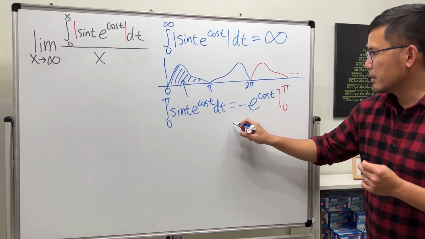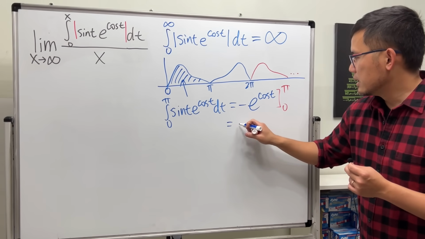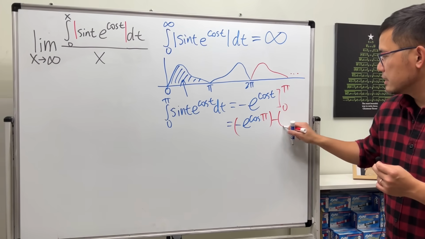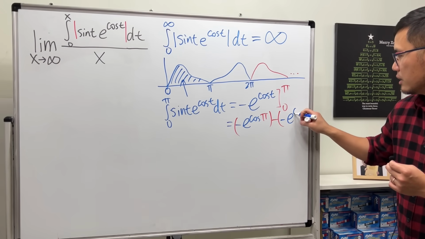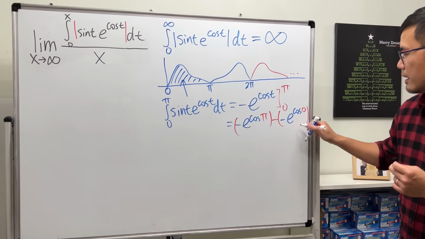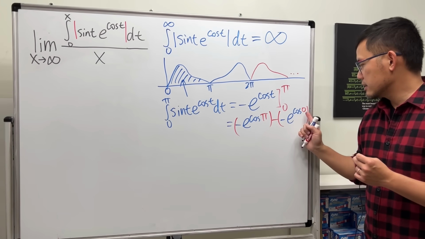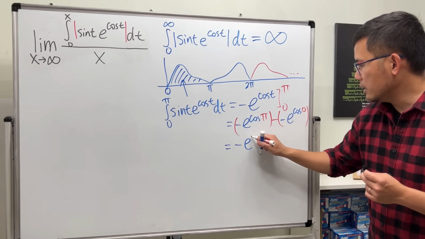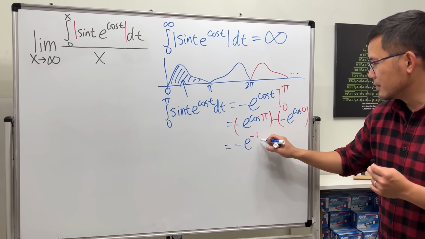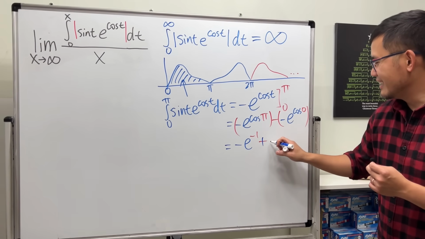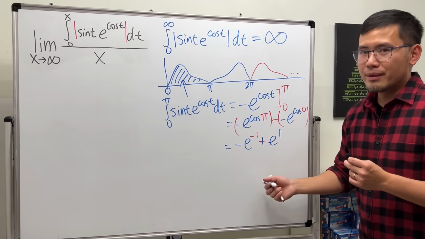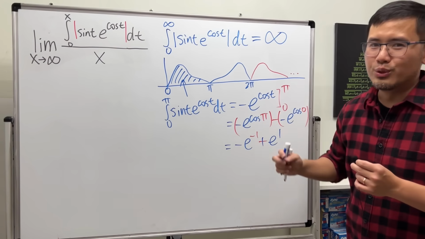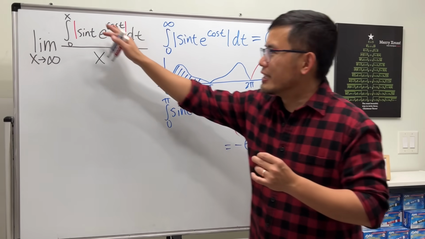Plug in pi, plug in 0, so we get negative e to the cosine pi minus negative e to the cosine 0. Cosine pi is negative 1, cosine 0 is 1, so this right here is negative e to the negative 1. Minus minus becomes this plus. Cool, huh? And then e to the first power. Just like that. So this value, you have infinitely many copies of it, of course you will get infinity. Cool. So the top is infinity.